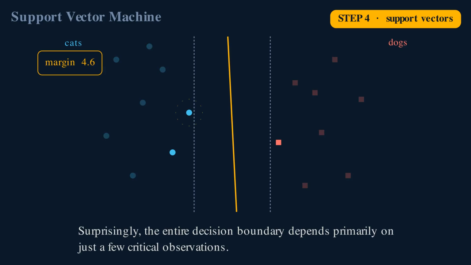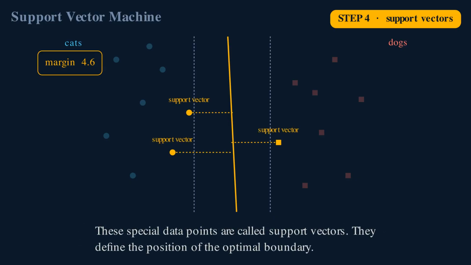Surprisingly, the entire decision boundary depends primarily on just a few critical observations. These special data points are called support vectors. They define the position of the optimal boundary.